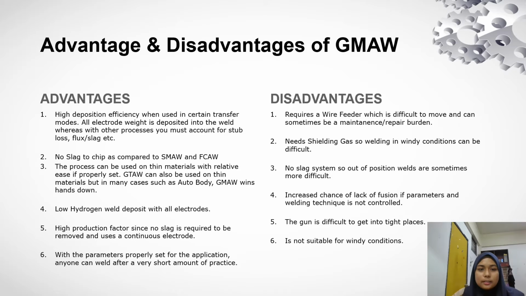Advantages and disadvantages of GMAW. Advantages. First, high deposition efficiency when used in certain transfer modes. All electrode weight is deposited into a weld, whereas with other processes you must account for stub loss, plug, and flux or slag.